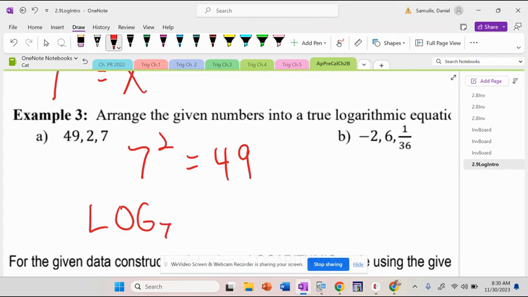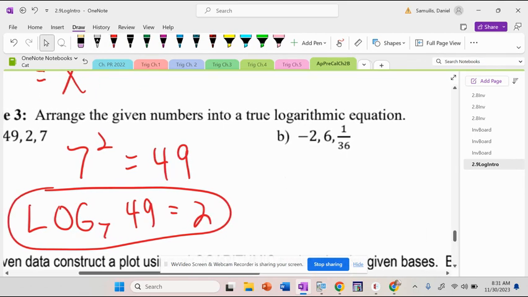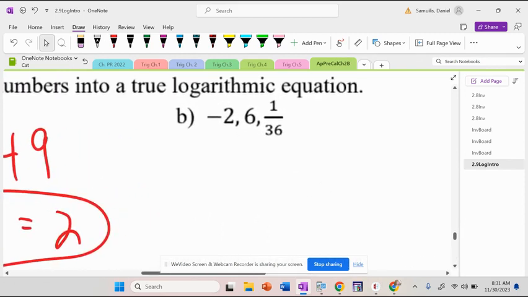Of 49. That's how you say it. And then what? There you go. So what I think is smart is, hey, take those numbers, put what's true as an exponent, and then change it to a logarithm. Very simple thing. Someone came up with this. I don't know who did, and I like it. Ooh, nice. Trinity, before you go, what's true exponentially about -2, 6, and then 1 over 36?